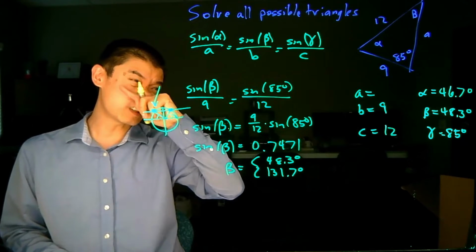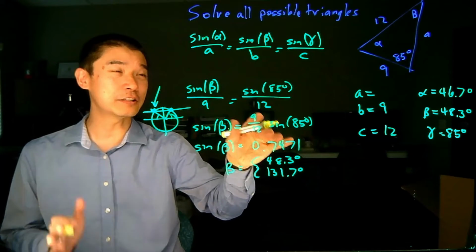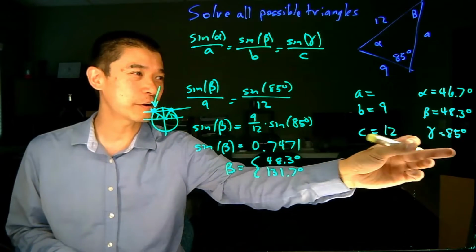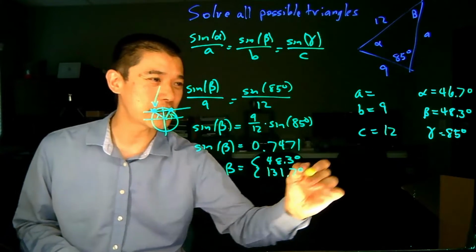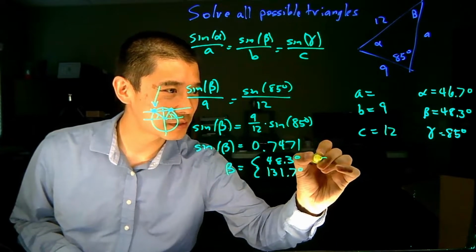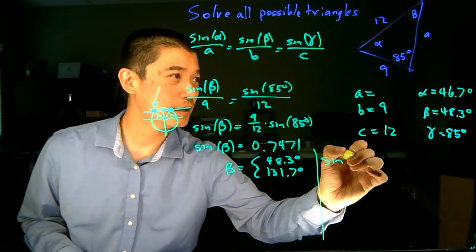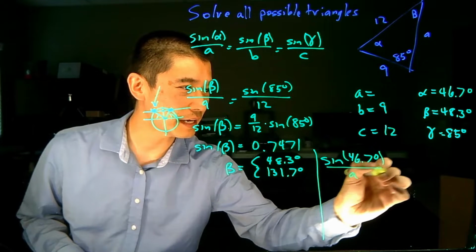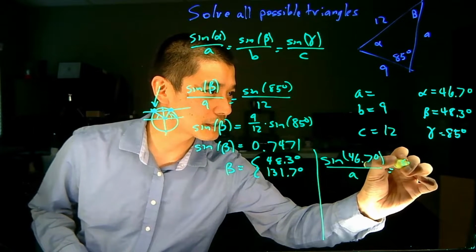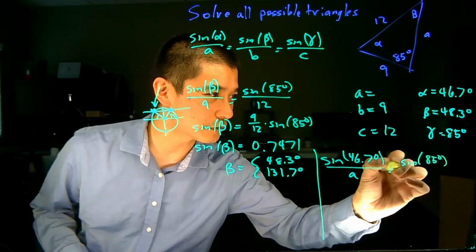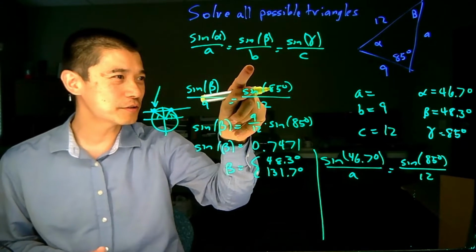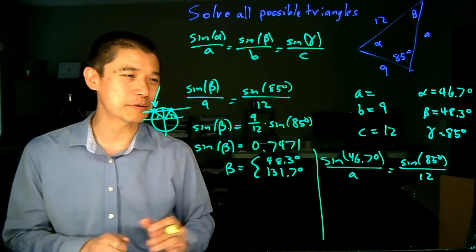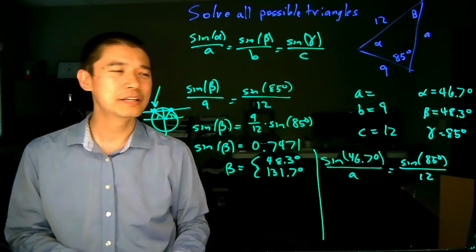The choice here, in this case, we're always going to have at least one value that we've calculated. Again, I would sort of favor trying to use the original values as much as possible. So sine of alpha, which is 46.7 degrees, over a is equal to sine of 85 degrees over 12. Again, you could use the middle one, but then we're going to have some rounding error from the 48.3 degrees, and it just opens up the possibility that our numbers are going to be a little bit off.